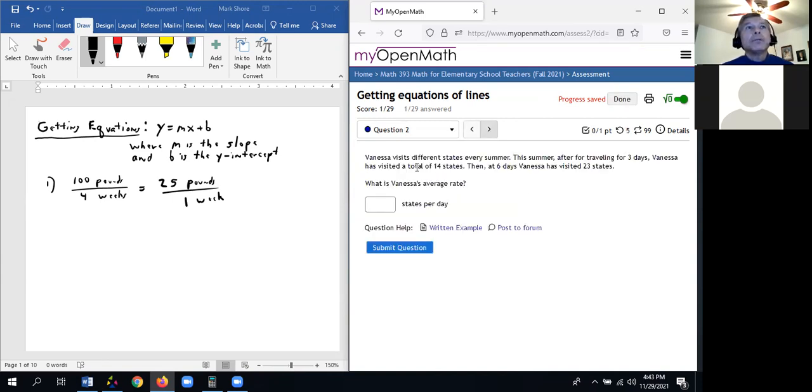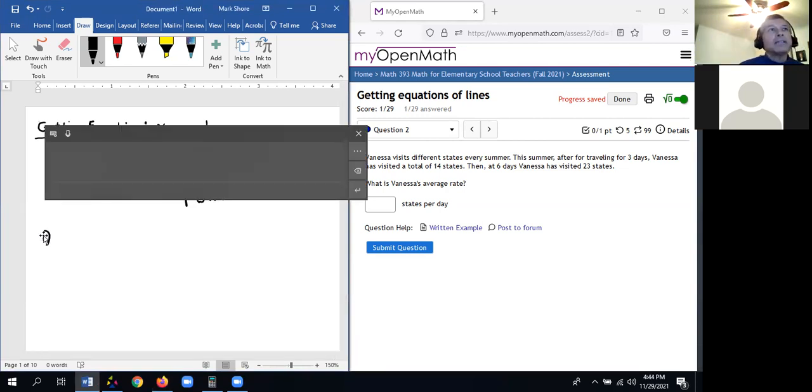So let's take a look at this one. On 2, it says Vanessa visits different states every summer. This summer, after traveling for 3 days, Vanessa has visited a total of 14 states. Then at 6 days, Vanessa has visited 23 states. What is Vanessa's average rate? So what we're talking about here on this example is another slope thing. It's a rate, so many per so many. So what it is, so many states that she visits per day.